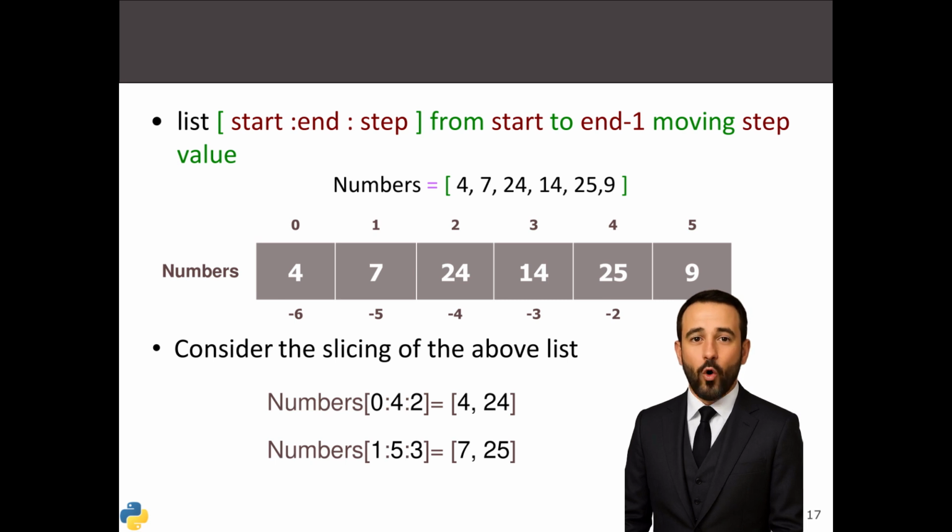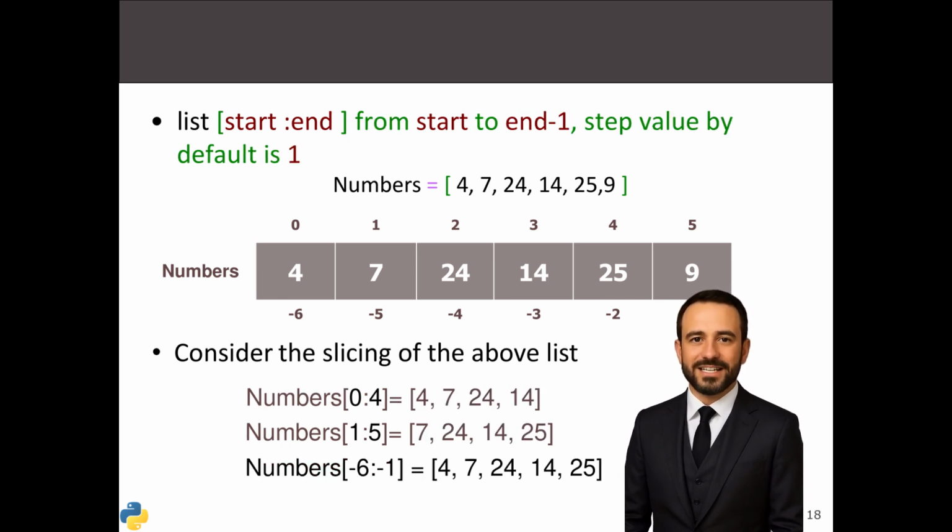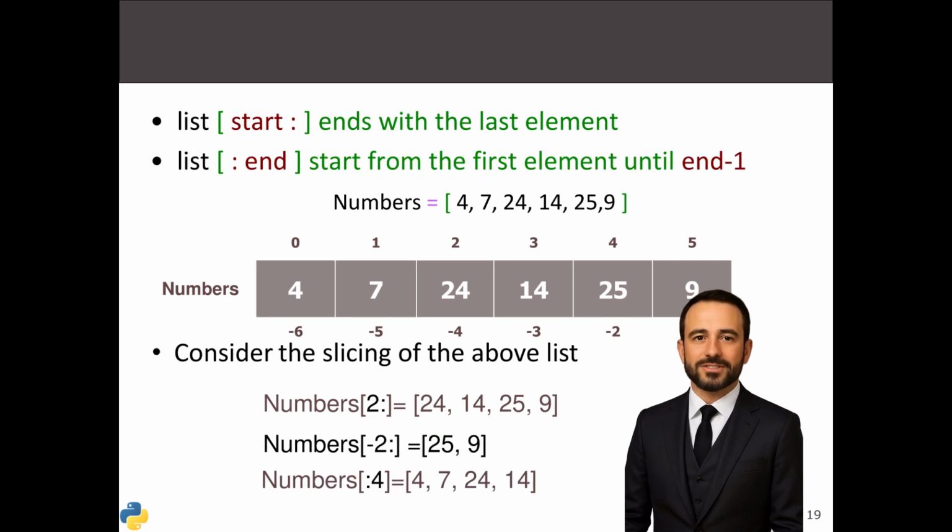For numbers equals [4, 7, 24, 14, 25, 9], numbers[0:4:2] results in 4, 24, and numbers[1:5:3] results in 7, 25. This slide demonstrates list slicing with various start and end indices, including negative indices, from numbers equals [4, 7, 24, 14, 25, 9]. You can slice from a start index to the end, or from the beginning to an end index, as shown with the numbers list.